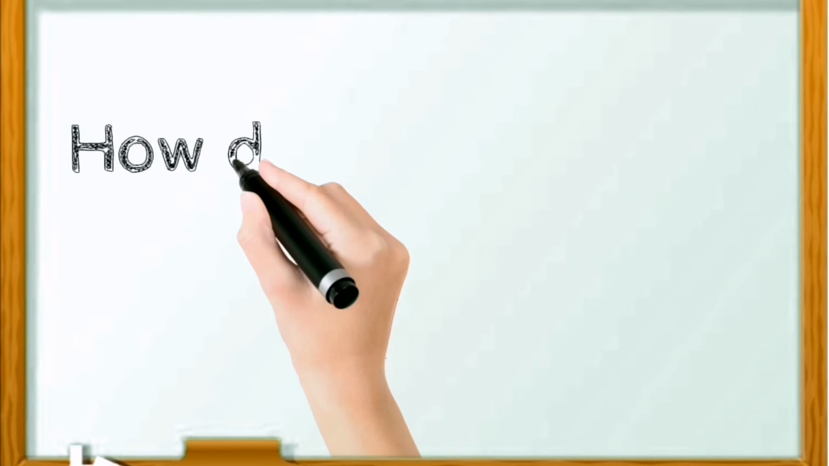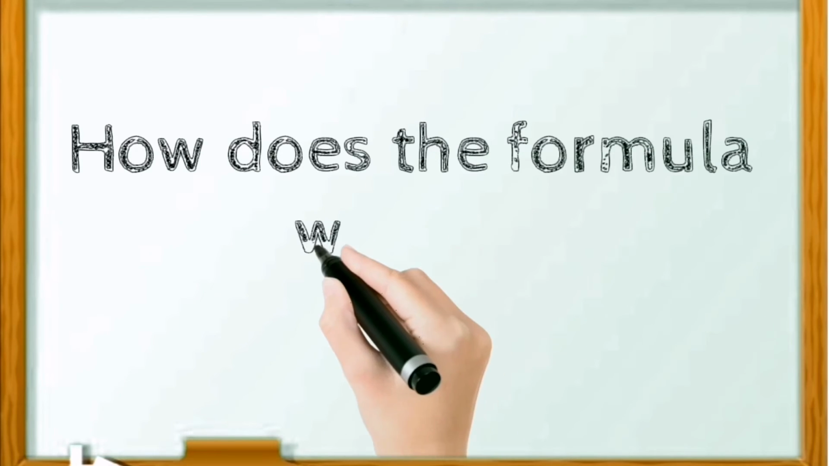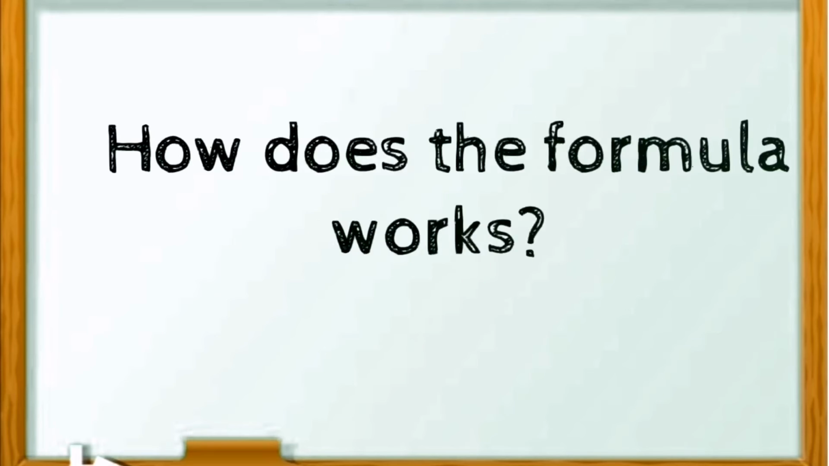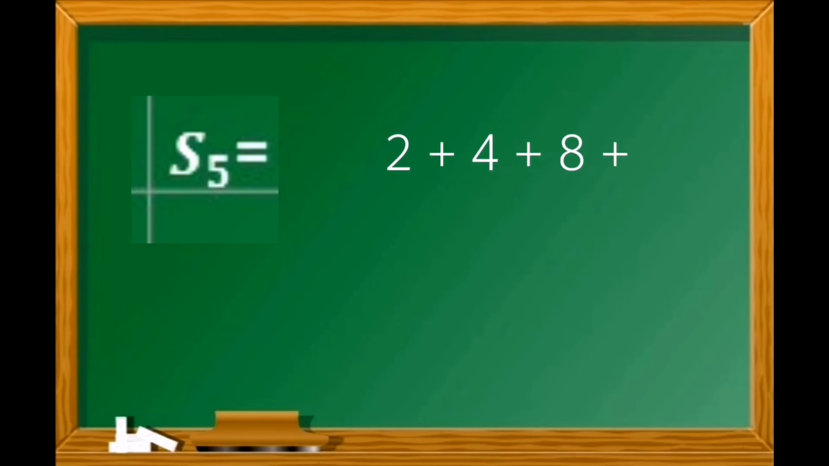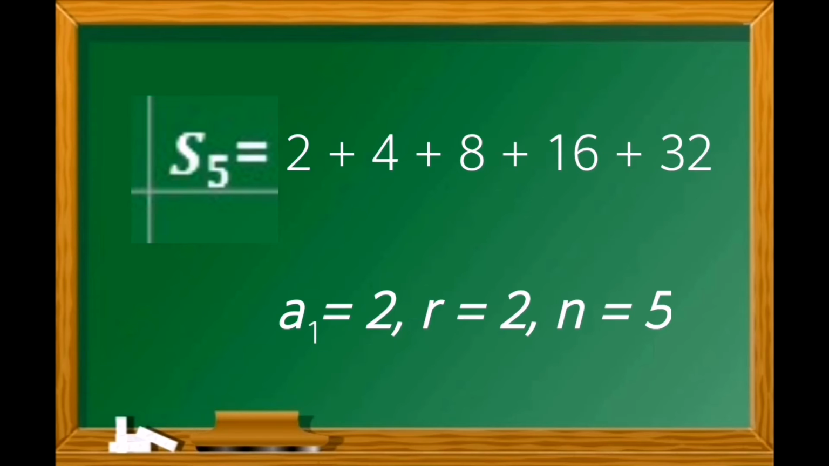See, the formula works. Have you ever wondered how the formula works in finding the sum of a finite geometric sequence? For example, let S sub 5 be the geometric series 2 plus 4 plus 8 plus 16 plus 32, where a is equal to 2, r is equal to 2, and n is equal to 5.